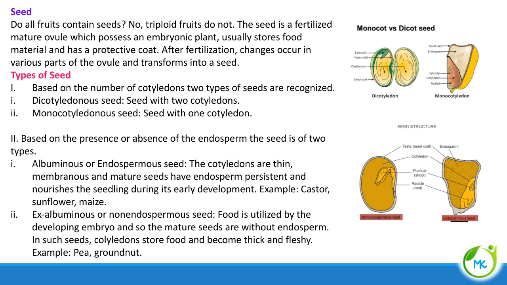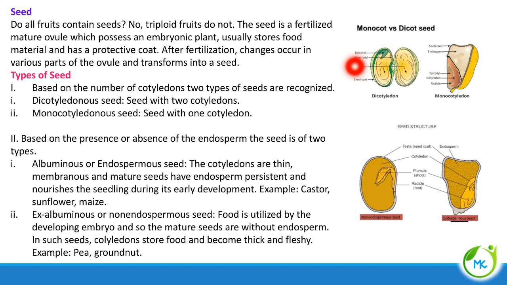So, do all fruits contain seeds? No. The triploid fruits do not. What are triploid fruits? The fruits that possess 3 sets of chromosomes are referred to as triploid fruits. So, the triploid fruits do not contain seeds.